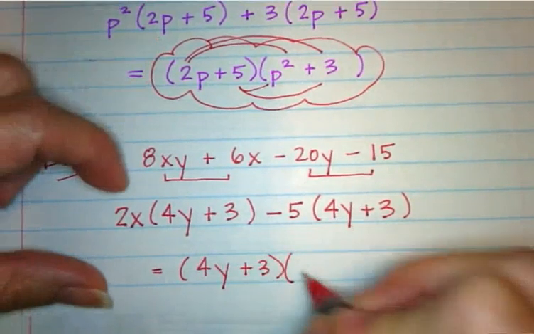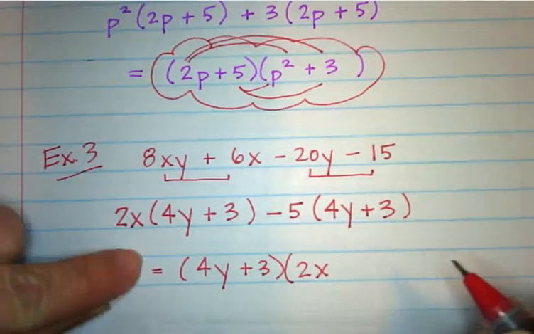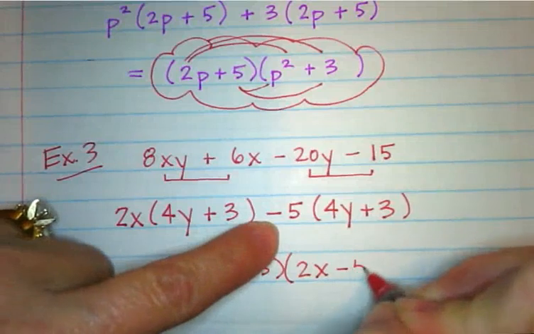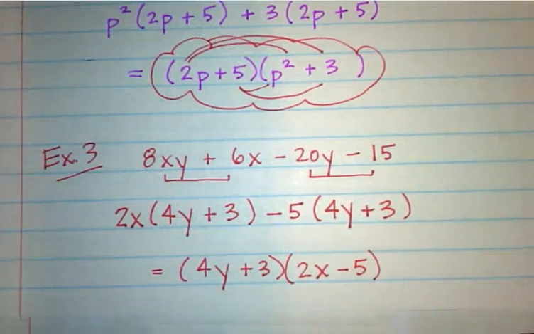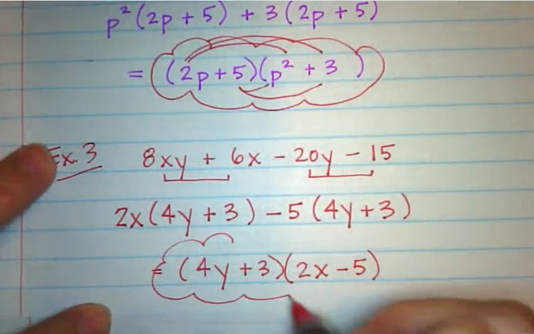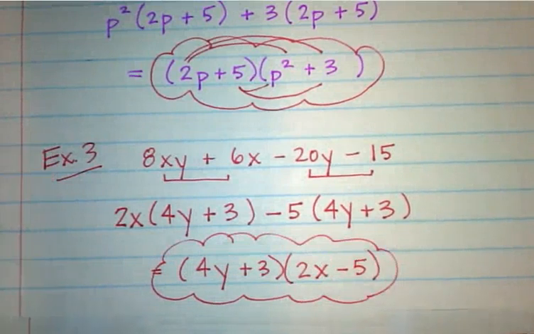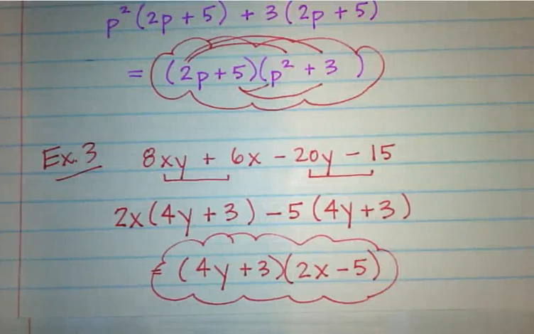So now I know that one of my answers is 4y plus 3, and the other one is what's left over, which is 2x from here and a minus 5 from there. And again, you can always check these by foiling your answer back together and making sure that you get what you started with. All right, that should cover it.